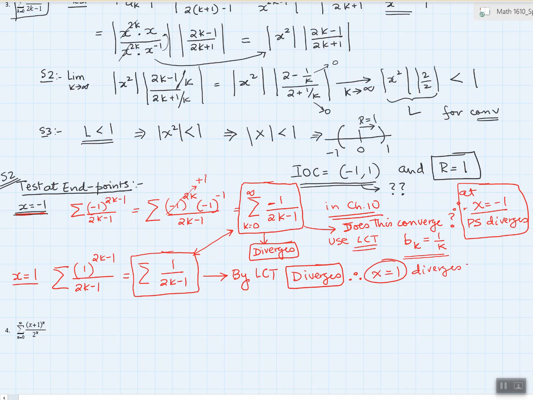So in our interval of convergence, both -1 and 1 are not good points because the power series diverges. Therefore your final answer would be that the interval of convergence is, skip -1 all the way to 1 and then skip 1. So this is your final answer.